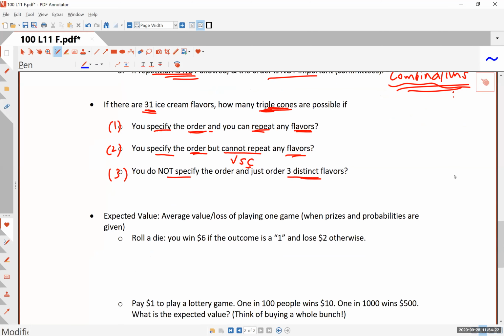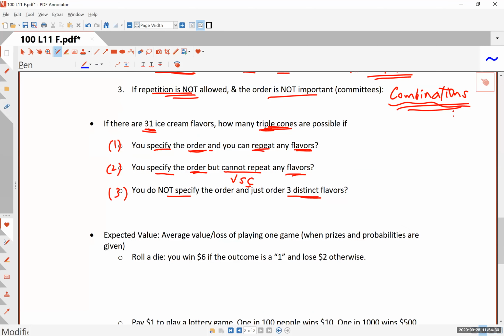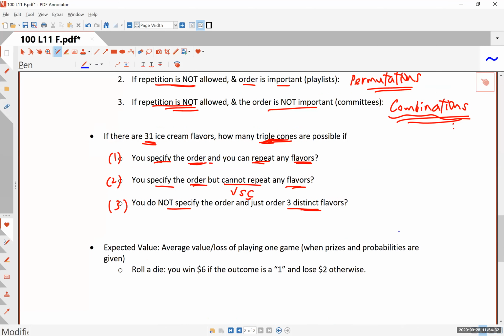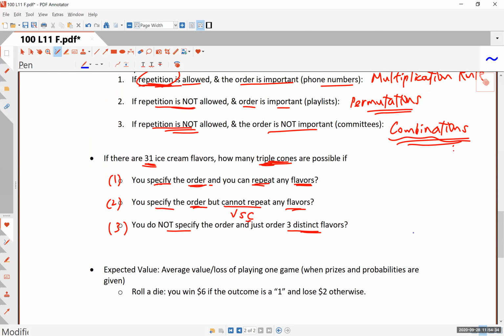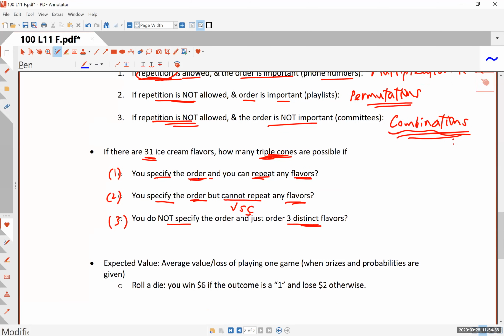Okay, so I realized that counting is actually a hard topic, and it could be much more difficult. Hopefully, you find these to be relatively easy and they correspond to these questions. So if repetition is allowed and if you can specify the order, that belongs to the first class of problems. This is not permutations. It is using the multiplication principle.